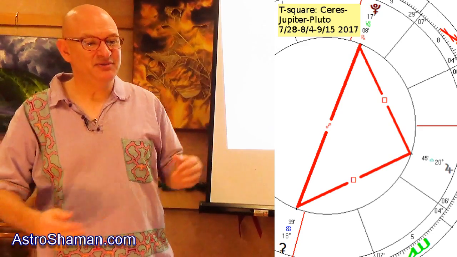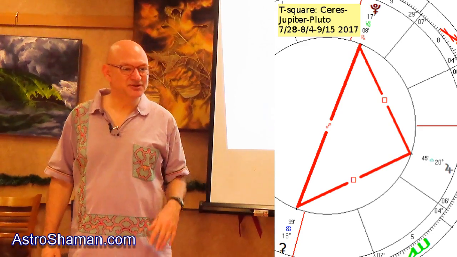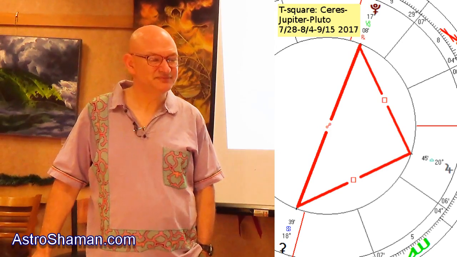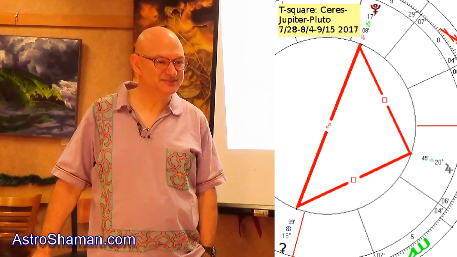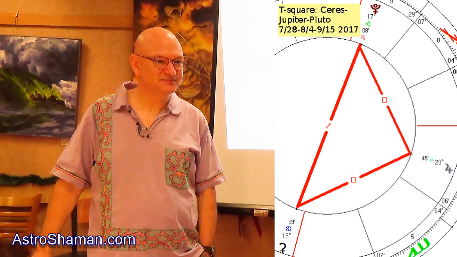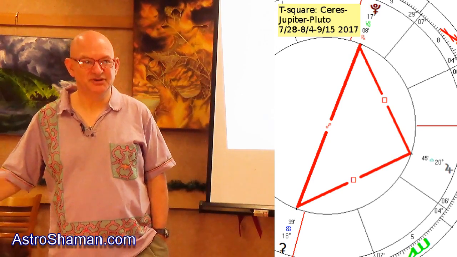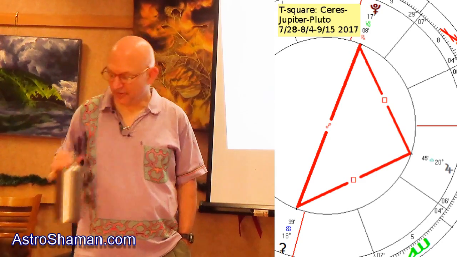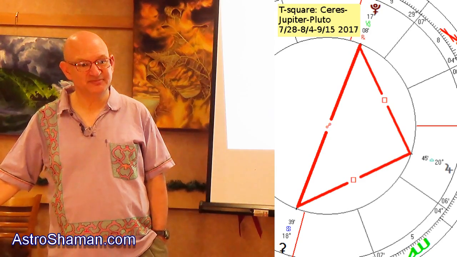Any questions about the possible use of this T-square? Ceres, Jupiter, Pluto. I think there's also a theme that we're experiencing now, fear of the separation of children from their parents. And so the immigrant thing, security issues and surrendering, and it may culminate at some point.